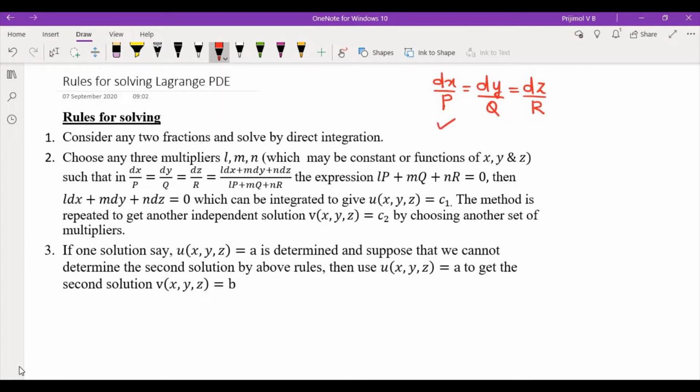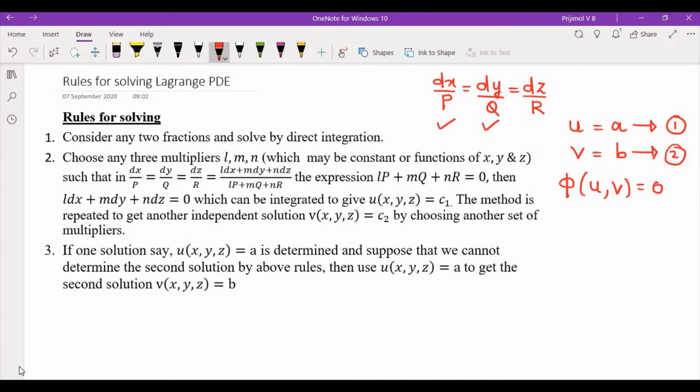Say for an example, I am choosing first and second ratio and then applying direct integration, then you get a solution. Say you get a solution as u is equal to a. Now this is our first solution. Now similarly consider another two ratios and then find out a second solution, v is equal to b, by direct integration. After finding out these two solutions, we can write down the general solution as phi of u, v equal to 0. Now this will be our solution for a Lagrange partial differential equation.